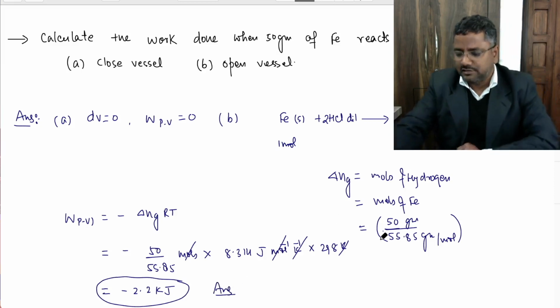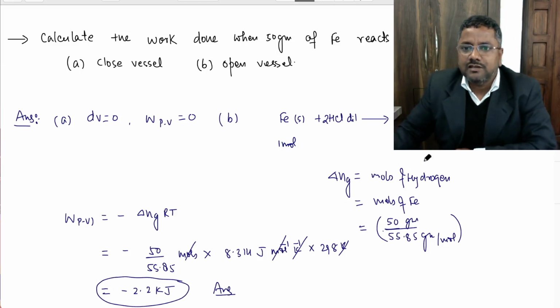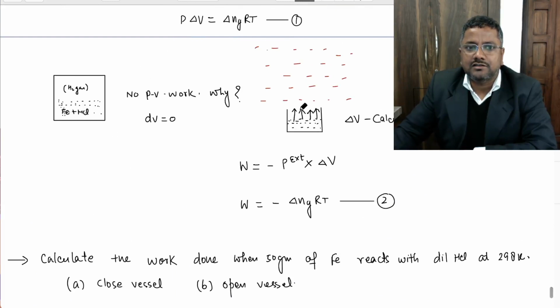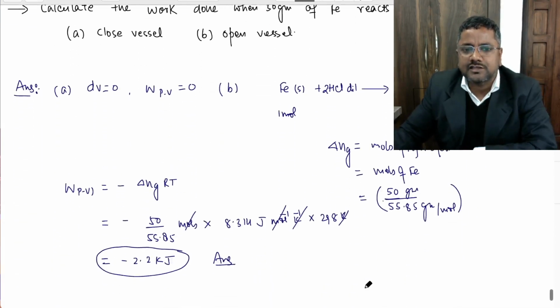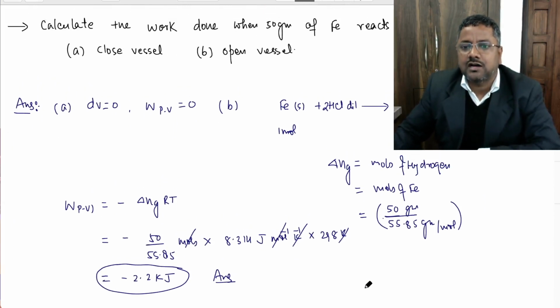So in such type of cases, it is very important to evaluate delta Ng, right? If you have evaluated delta Ng, temperature is constant. So in open vessel, you can calculate the work involved, right? So this is a very special case of the calculation of PV work, right? Okay, good.